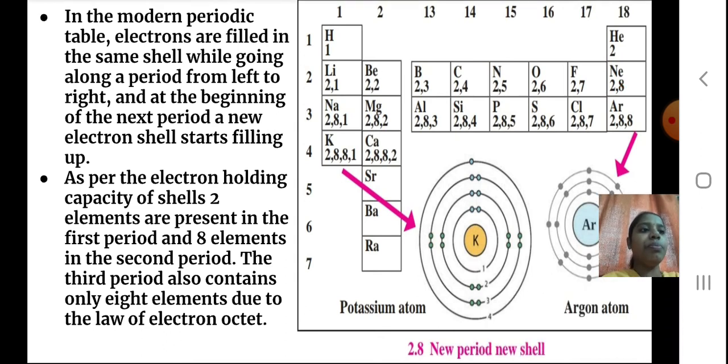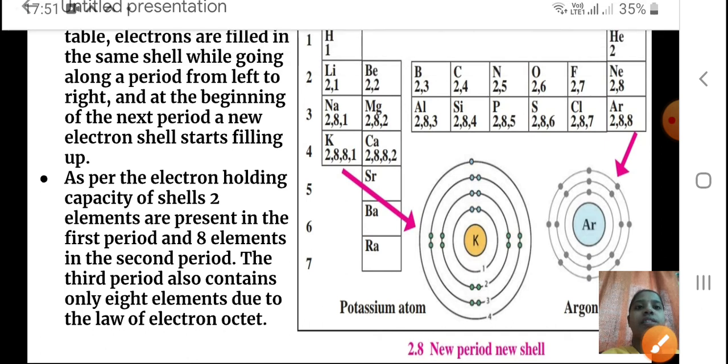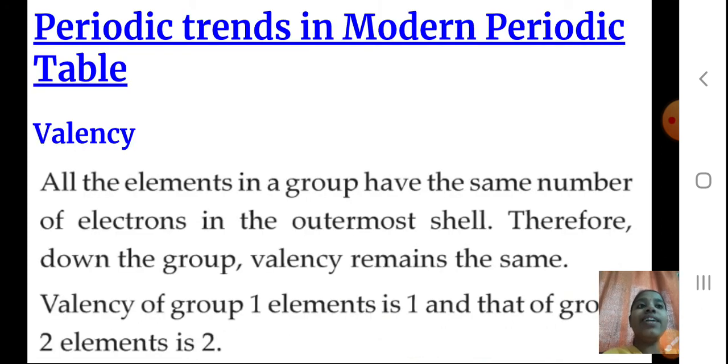Okay, so we'll proceed. Yes, now periodic trends in the modern periodic table. Now we'll see what the periodic trends are. Okay, first is the valency. All the elements in a group have the same number of electrons in the outermost shell. Therefore, down the group valency remains the same. Now only we saw the valency of group 1 elements is 1 and that of group 2 elements is 2. So it is said that down the group, valency remains the same.